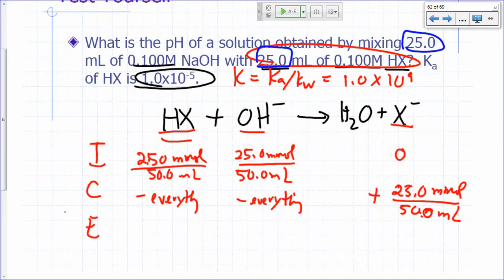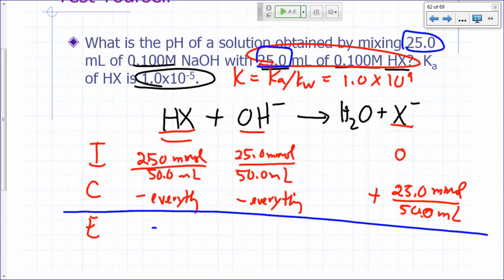So at equilibrium, what do I have left? Trace amounts of this. I'm going to call it x. And this would also be x, trace amounts. And here, what's 2.5 out of 50? That's 0.05, right? Moles per liter.